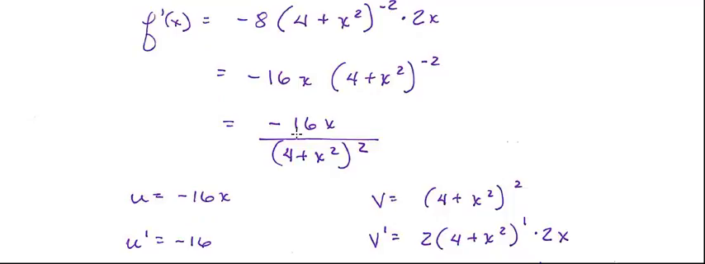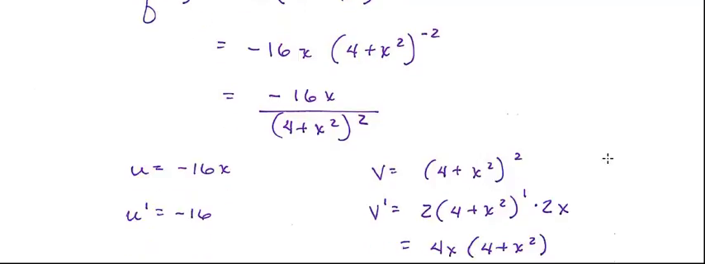So u would be my numerator. U prime would be negative 16. Now v, I have to use chain rule again. So 2 times my 1, rewrite interior function, decrease power by 1 times the derivative of the inside. So there's my v prime.